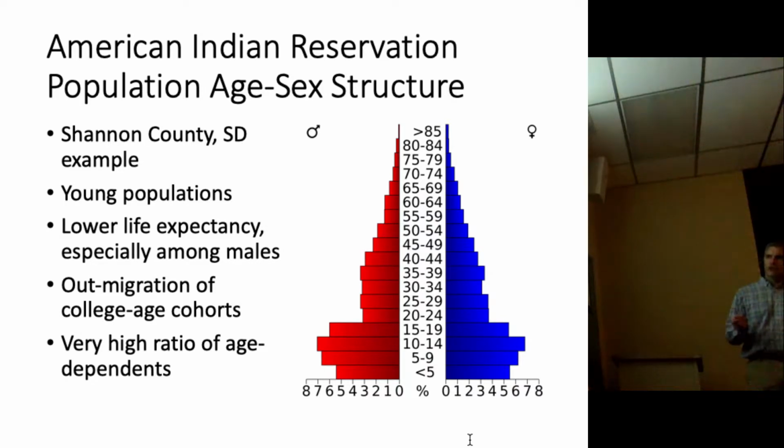And also a really high age dependency ratio. Age dependency ratio is the proportion of people who are not of working age or who are beyond working age. Basically, people who are dependent on other parts of the population, their parents or their children. In Shannon County, South Dakota, you've got a lot of kids, lots and lots of kids, and not a lot of older people. The elderly population is pretty low.